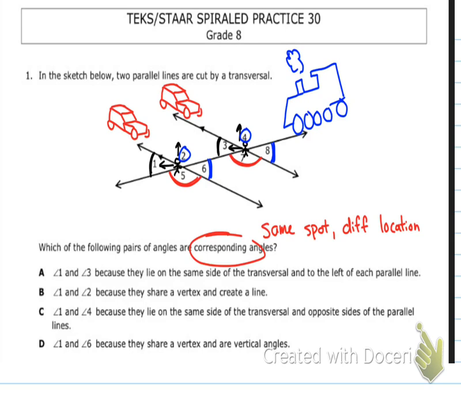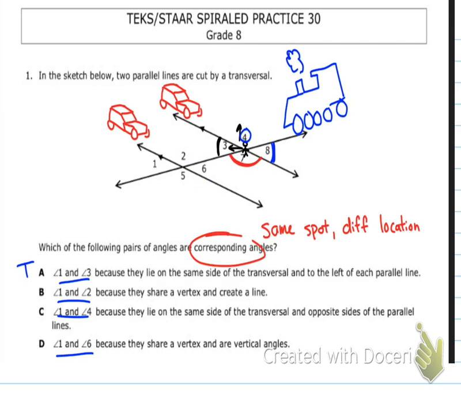Now, when I go through these answer choices, I'm just going to focus at the beginning of this. 1 and 3, they are corresponding. They're in the same spot, different location. So A is actually going to be true. So let's go ahead and focus on what these other ones are. This is good vocabulary practice. So let's look at 1 and 2.